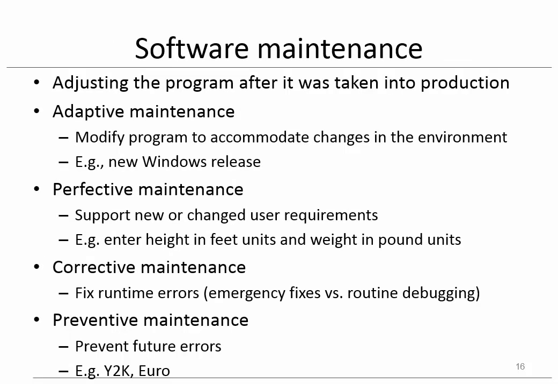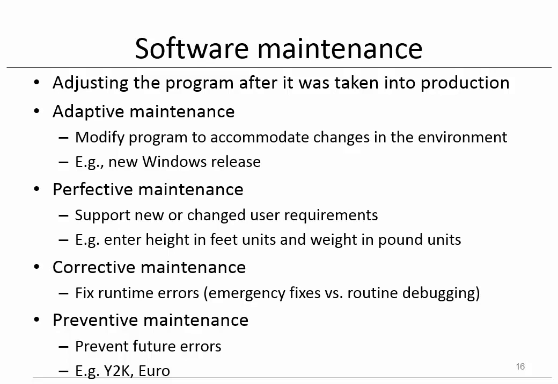One of the final activities in software development is software maintenance. Maintenance refers to adjusting the program after it was taken into production. Maintenance typically consumes a large part of the overall software development. Some even claim that it can go up to 70% or more of the total software development time. Various types of maintenance can be distinguished.